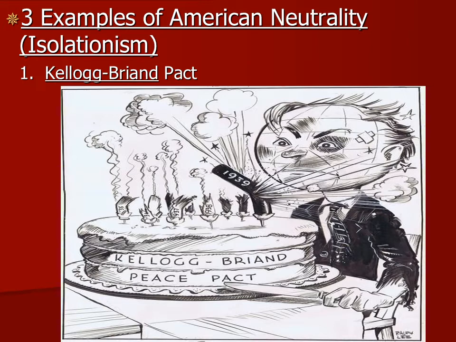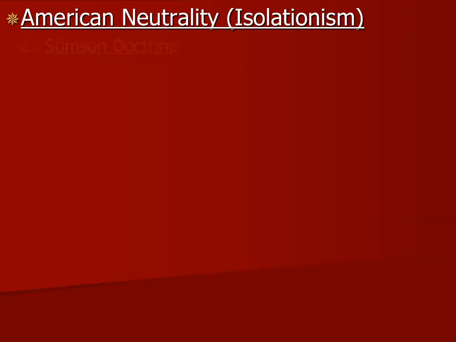But as you can take a look at this cartoon here, 35, 36, 37, 38, there are these explosions, and there's a huge explosion in 39. Why? Well, of course, the war starts in Europe in 1939, and it just blows up the peace that was going on during this time period. So the Kellogg-Briand Pact is pretty much known as a paper tiger.